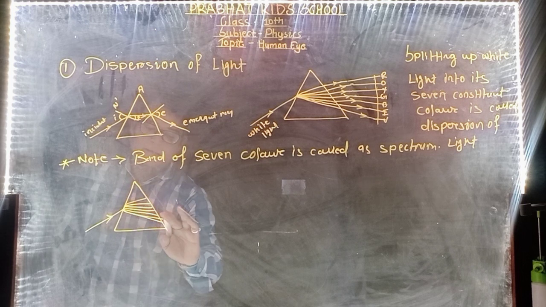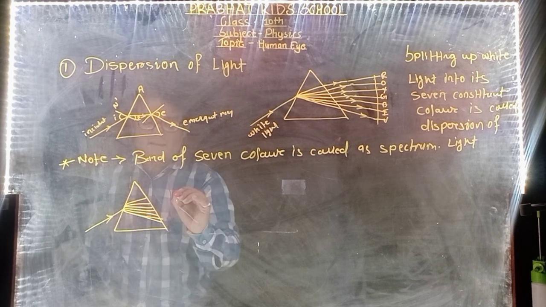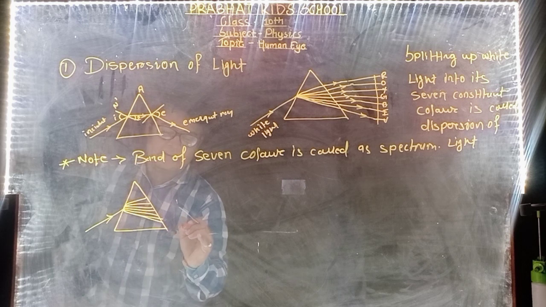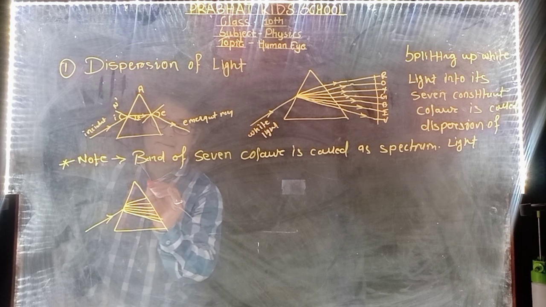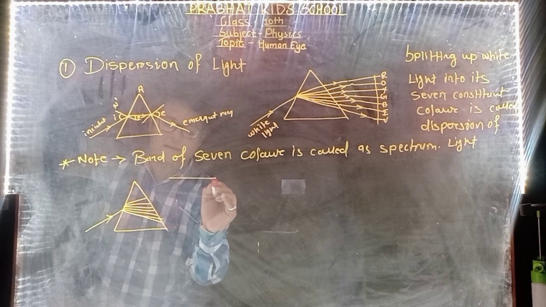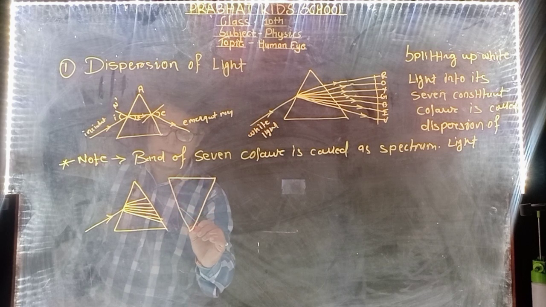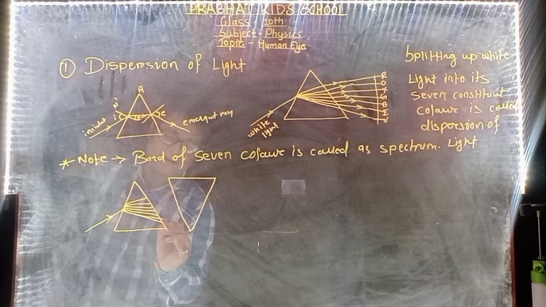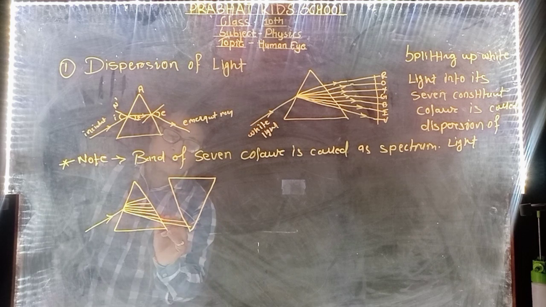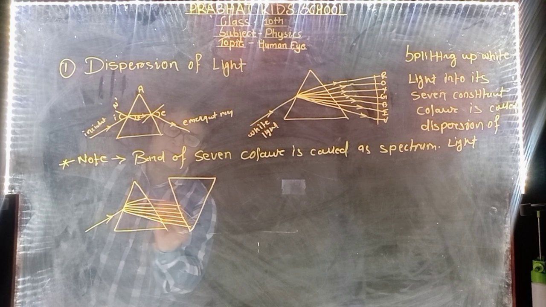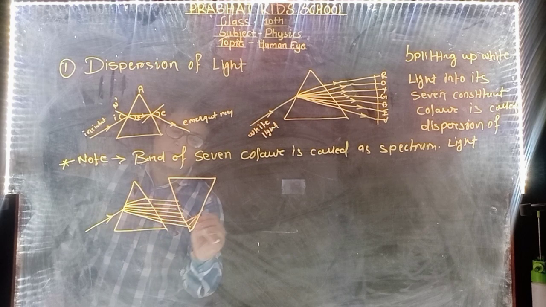Seven colors. Again, what did Isaac Newton do? He took another prism and kept that prism inverted, parallel to this one, in the inverted position, like this. So what happened? The light enters into this prism. And again what happened, dear student? These seven colors again form the white light.